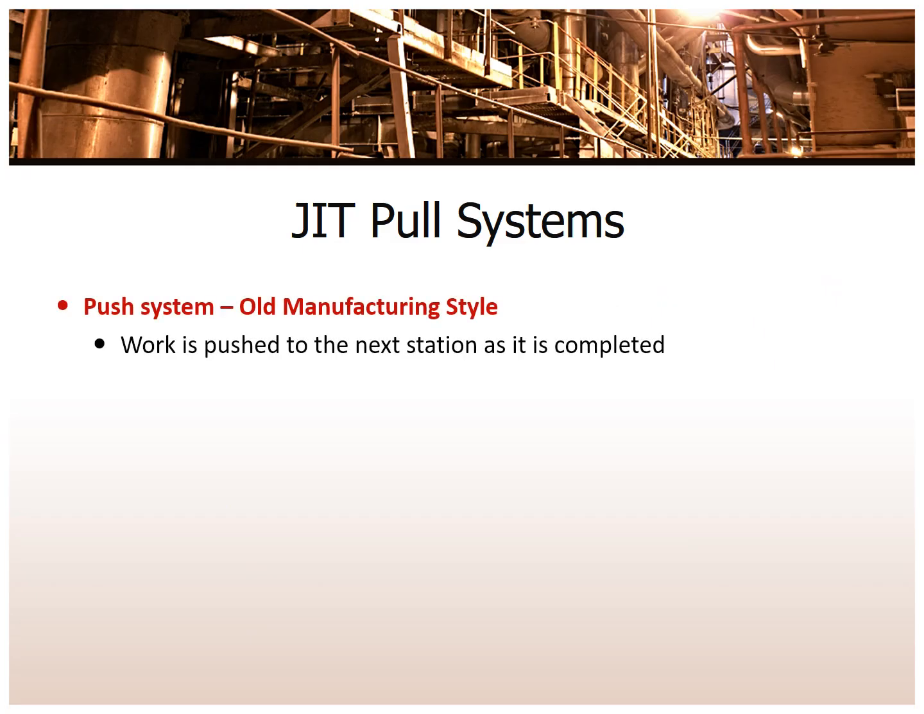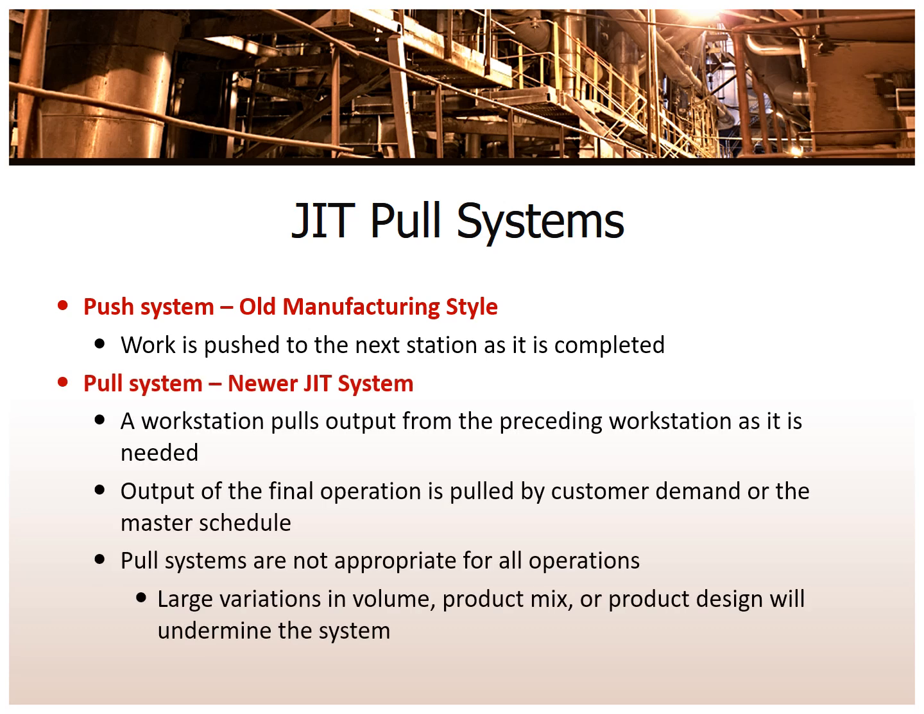JIT pull systems. The old style of manufacturing is the push system. Work is pushed on to the next station as it is completed. So we're just producing because we can produce a lot. A pull system is one where a workstation pulls output from the preceding workstation only as it's needed. The output of the final operation is pulled by customer demand or the master schedule. In other words, we aren't making anything more than what we need to send to the customer. Now, granted, pull systems are not appropriate for all operations. If there's a large variation in volume, product mix, or product design, the pull system will undermine that system.